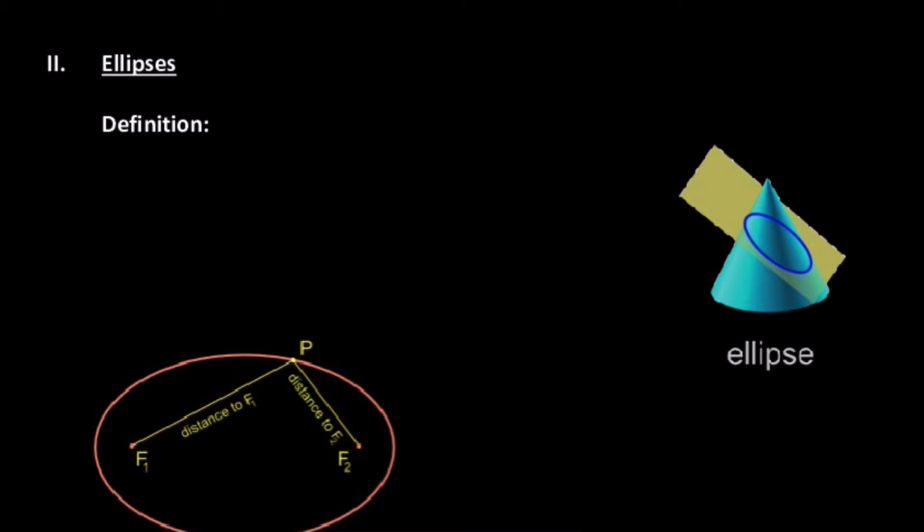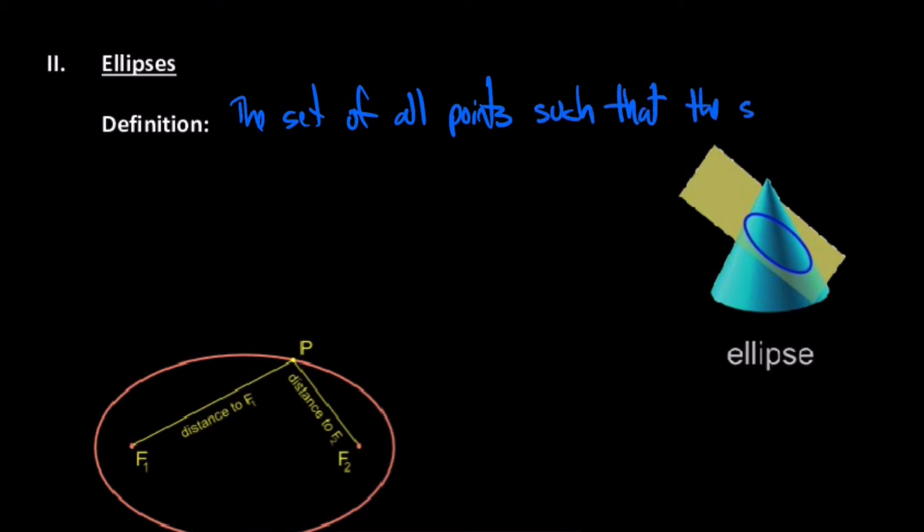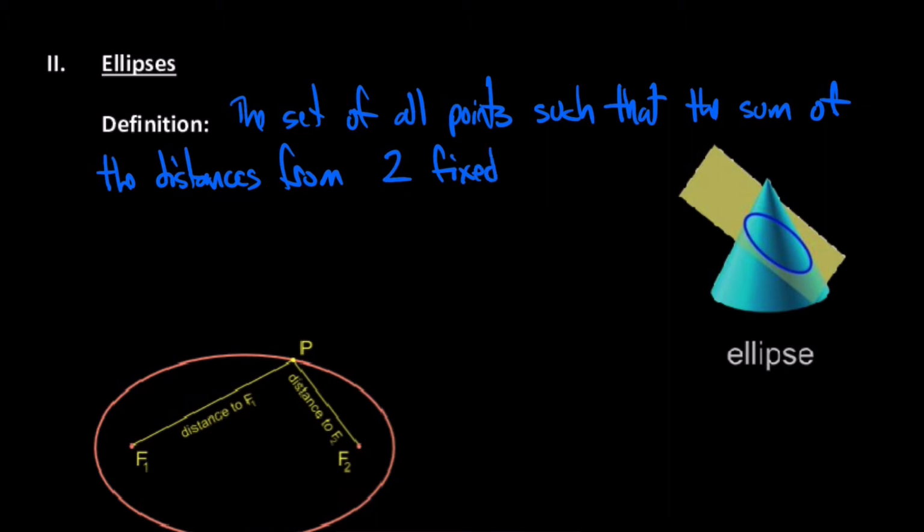Well, here's how you do it. The definition of an ellipse is the set of all points such that the sum of the distances from two fixed points, which we call foci, is constant.